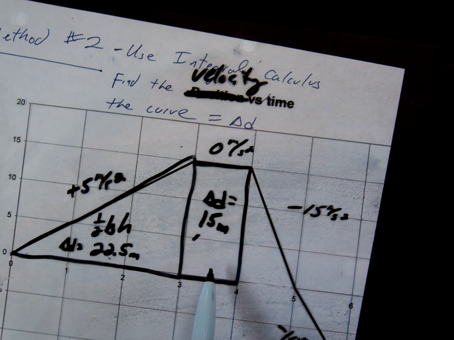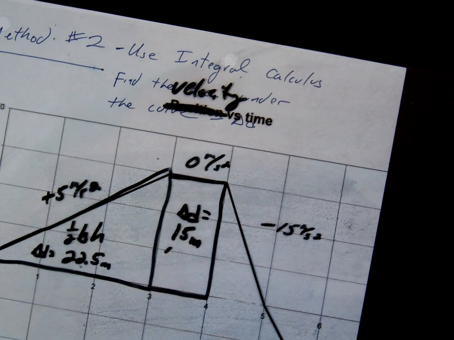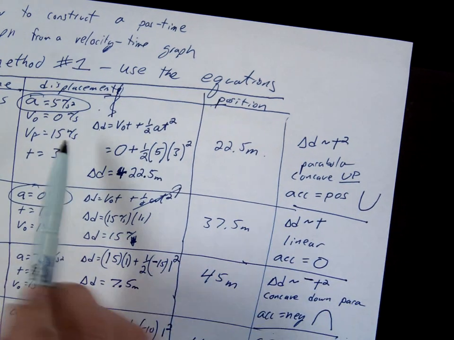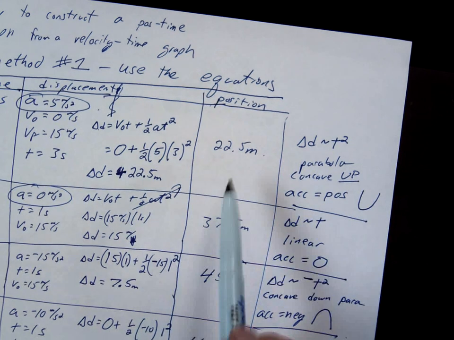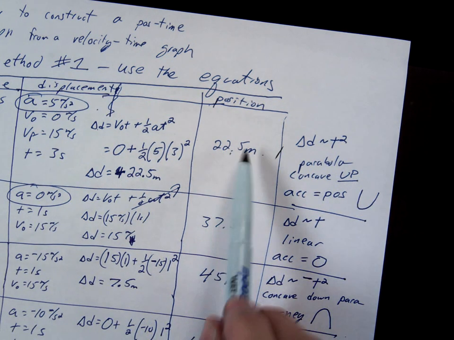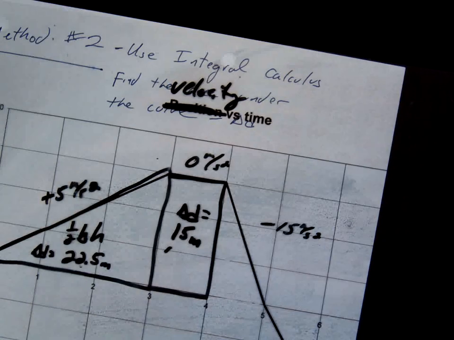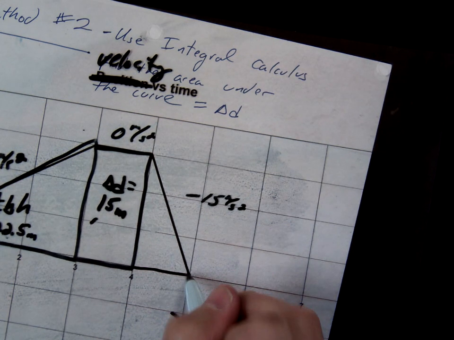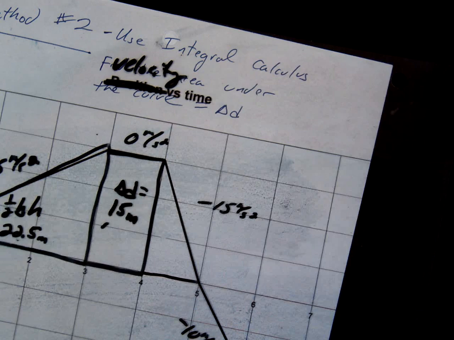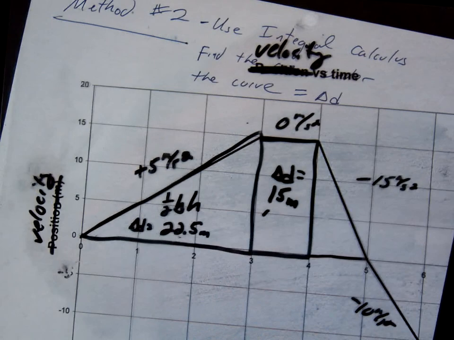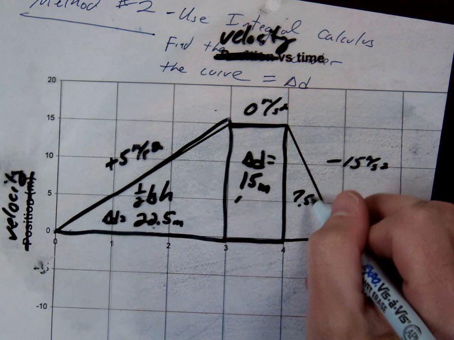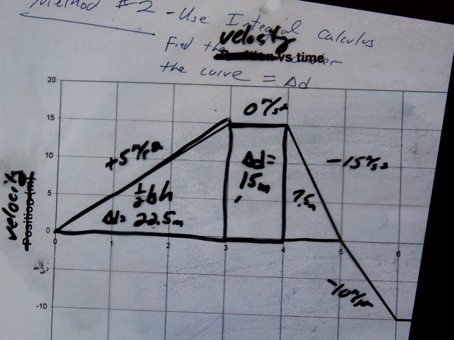So essentially what we're doing by finding the areas, we're kind of bypassing this whole step right here. You can just find the delta D's a little bit faster. And then you still have to construct a position table. But let's just go through and finish it up. So 4 to 5 is a nice triangle again. 1/2 of 15 times 1 is 7.5. That's what we got last time. We're now at 45 away.